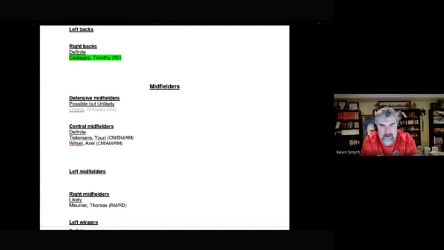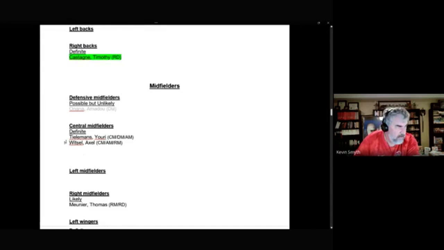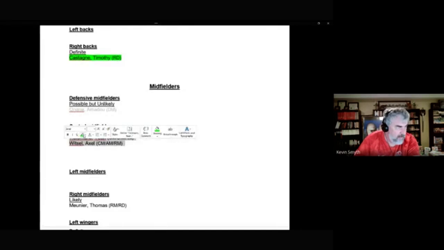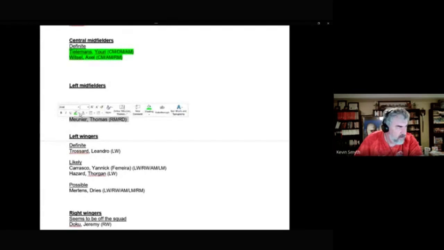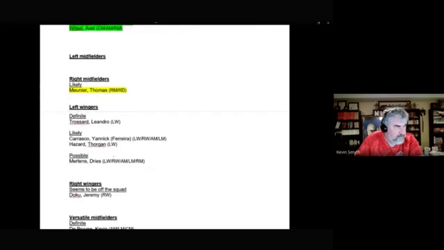Defensive and central midfielders, we initially had Tielemans and Witsel as the starters in our previous podcast. And even though Tielemans was replaced in two of the three recent games, we still think he is the starter. So we nominate them both, although Axel Witsel is more guaranteed than Tielemans based on the evidence. Left midfielders, we have no candidates. Right midfielders, we think Meunier is a sometime starter, so won't start every game, but will start some.